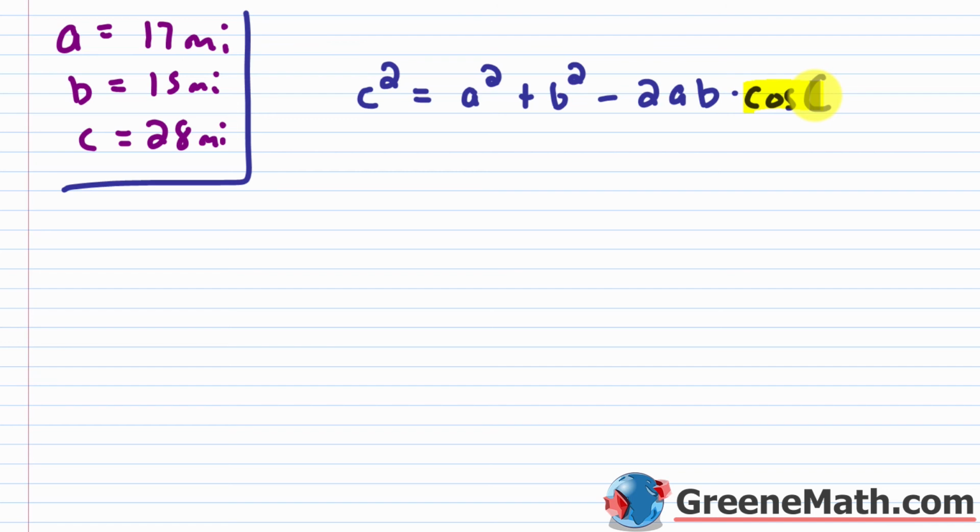So it's going to be equal to something. You're going to be able to plug in for A, B, and C here. And so then you can use your inverse cosine function and find out what C is approximately.